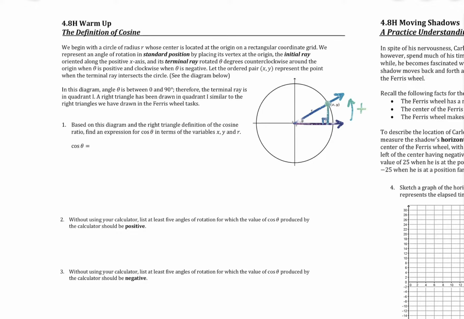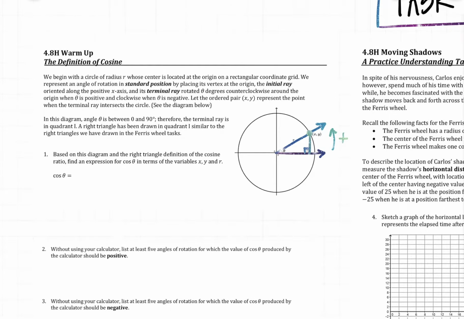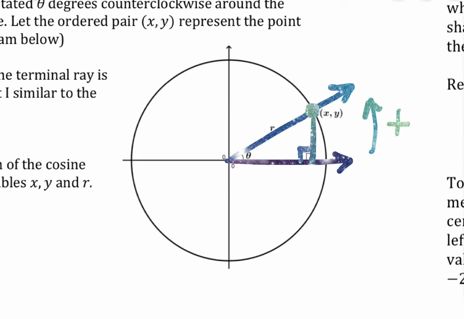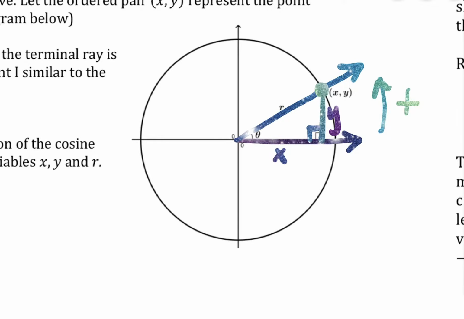Well, let's zoom in on this a little bit further and kind of explore it. If this is a right triangle, this would be our x-coordinate, this would be our y-coordinate. Cosine of this angle right in here would still be adjacent over hypotenuse. So if we're looking at this, it would be x over r.